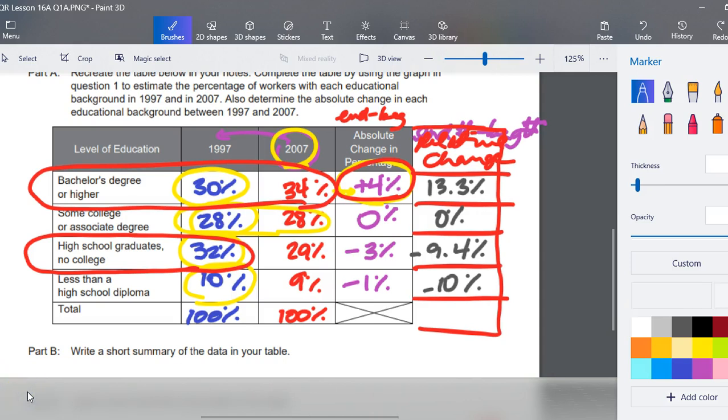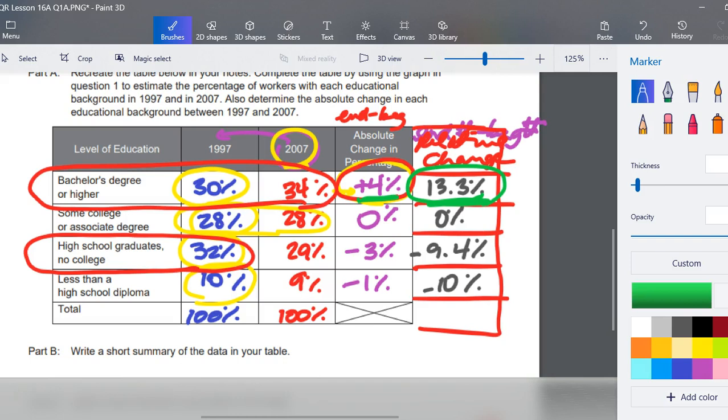Now that we have the relative change done for all of the levels of education, Part B asks us to identify the category that showed the largest change between 1997 and 2007. That category would be the bachelor's degree or higher. And it asks, what is the change? Whereas we had gone up 4 percentage points, in relative terms, that's about 13%.